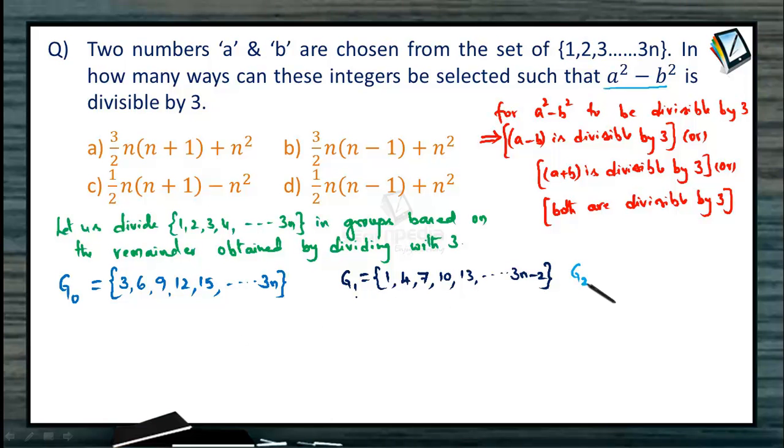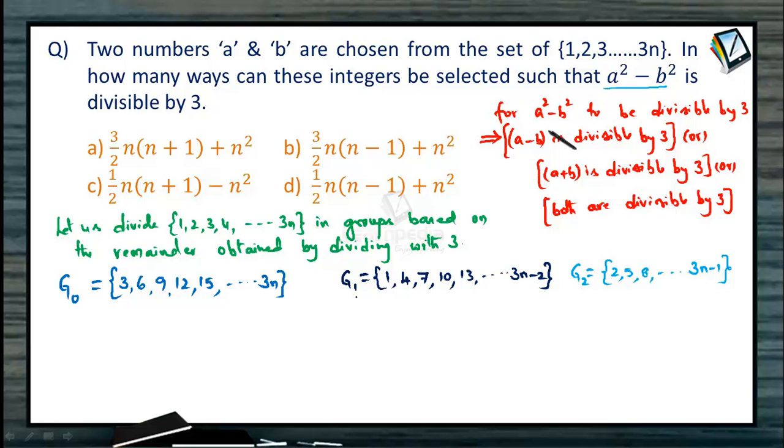There will be another group which leaves a remainder 2 when divided by 3. It has 2, 5, 8, and so on up to 3n minus 1. And how many numbers will be in the group G2? That also will have n numbers in it.